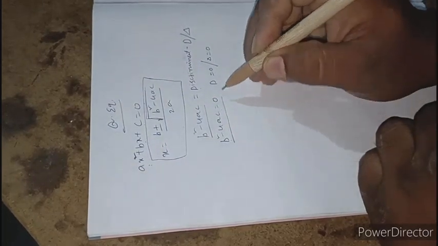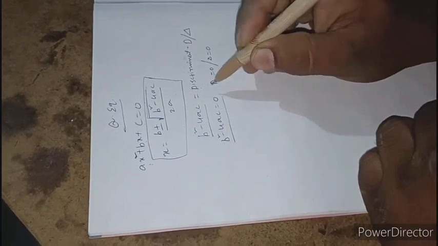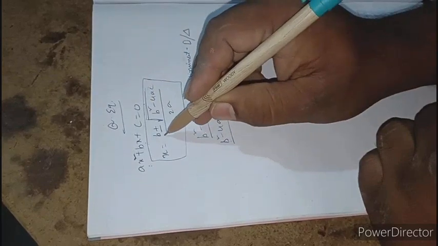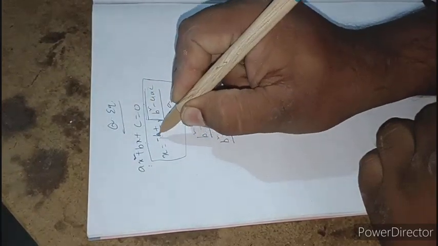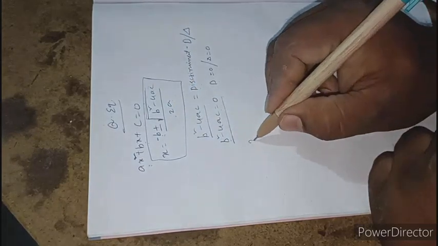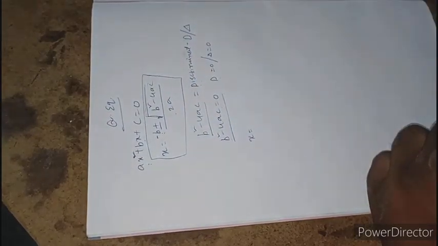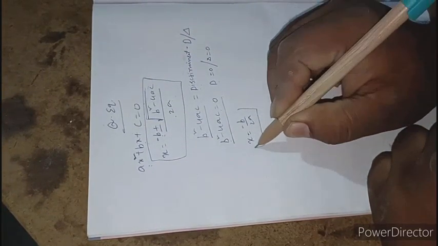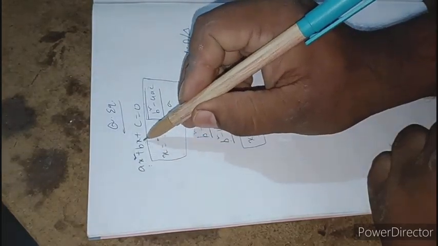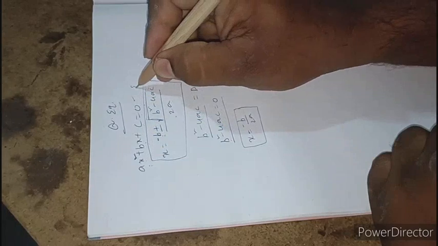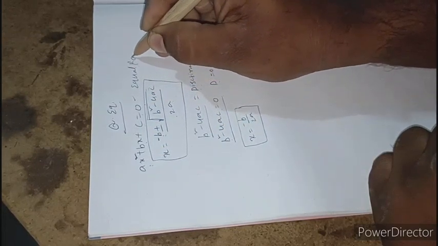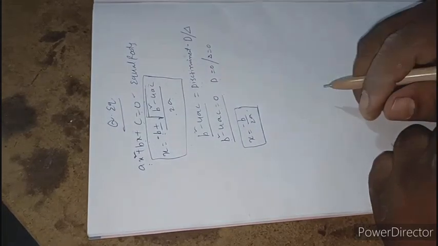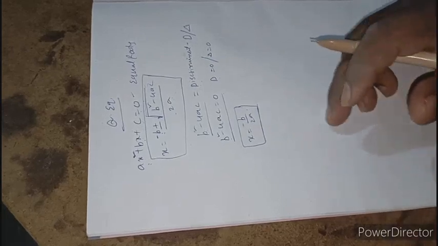If b square minus 4ac, which means the discriminant, equals 0, the term in the square root is 0, then we have minus b plus or minus 0 by 2a. Therefore the roots are minus b by 2a. If ax square plus bx plus c equals 0 has equal roots, then the roots are equal to minus b by 2a. That is the answer for that question.